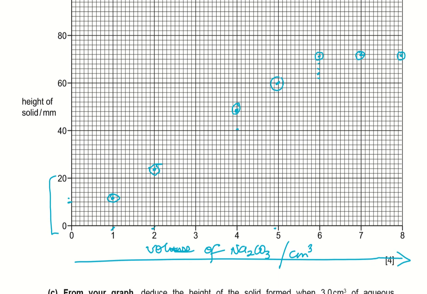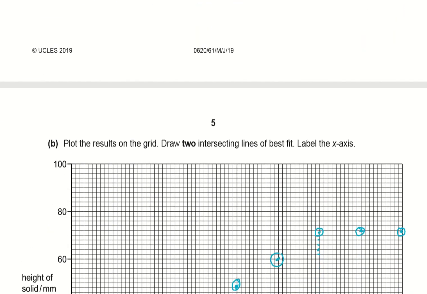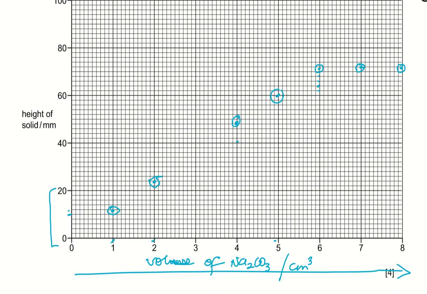So now we need to draw the line of best fit. Now, in drawing the line of best fit, it says draw 2 intersecting lines of best fit. Okay, so let's do that. Get your ruler. You need to draw accurate lines of best fit now. So you need to be careful with that. Choose a line of best fit. Okay, let's go.